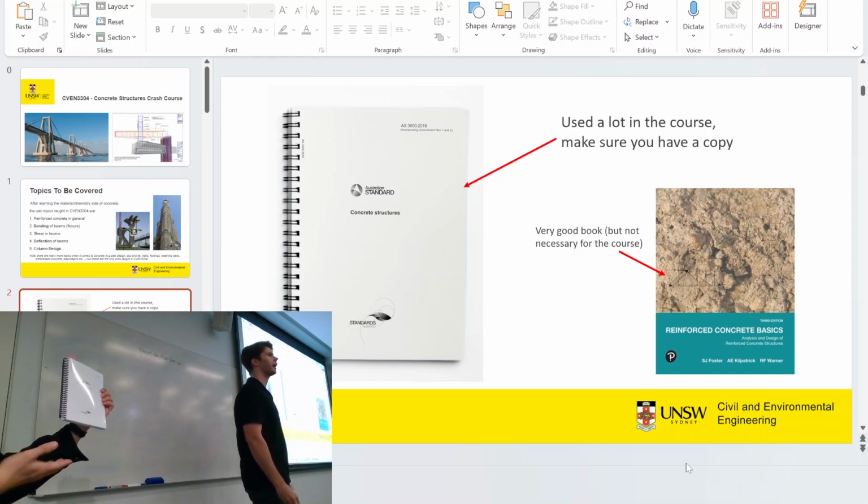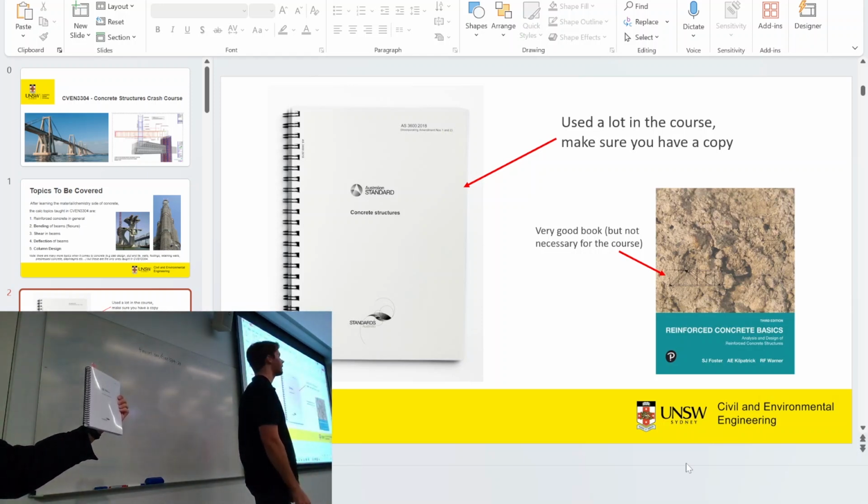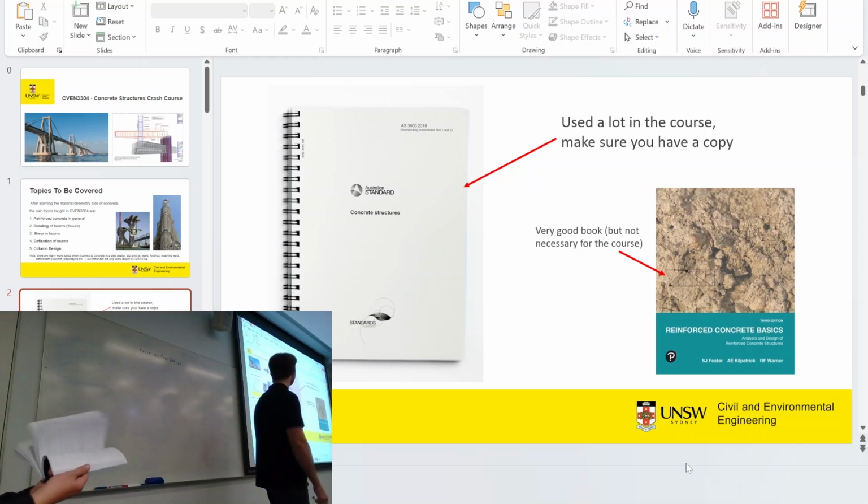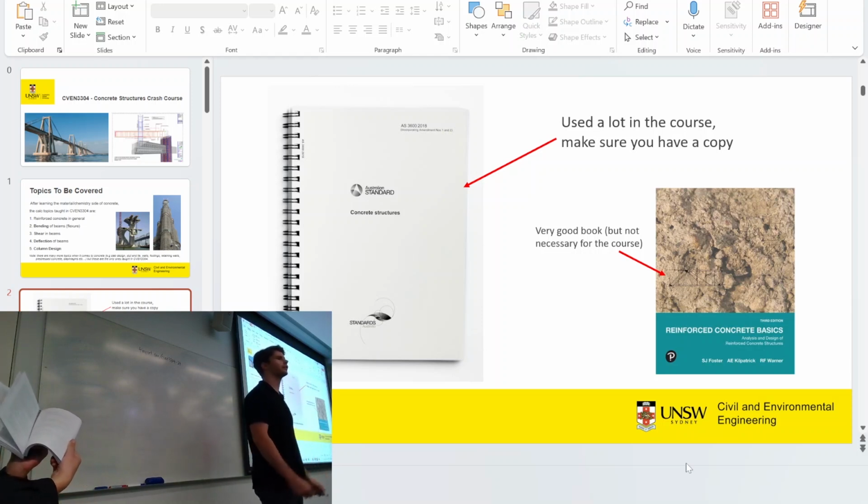It's really important. You'll be using that a lot. And if you go into industry as well, that's the code you'll be using for concrete. It's a pretty big code, like, I don't know, 300 pages long or something. But you'll only be using a portion of that for the course. Mostly chapters 6, 8, 10, and 3 as well.